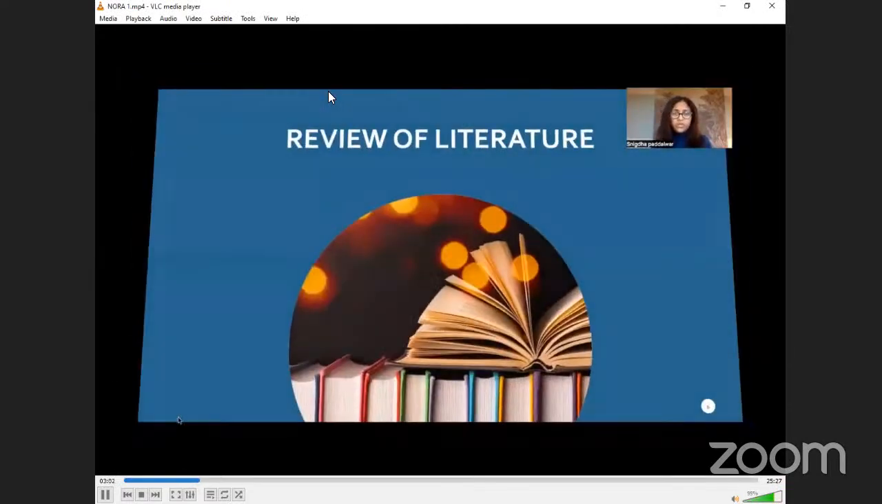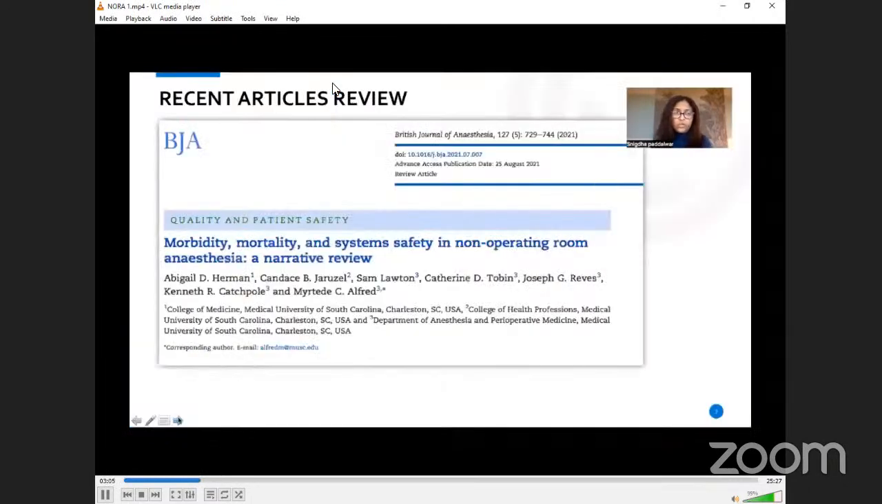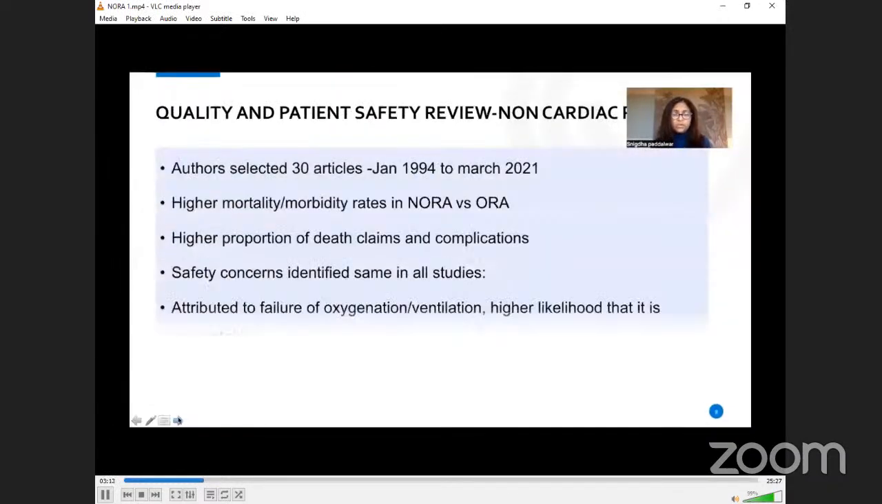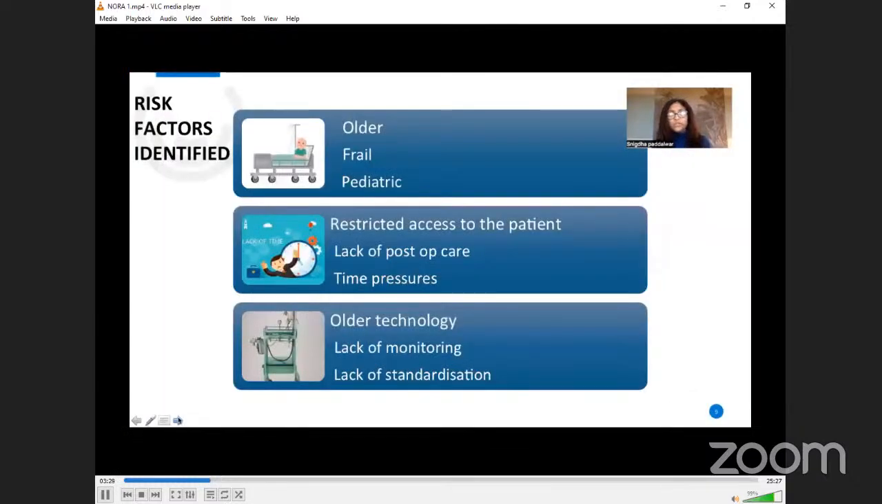A sneak peek into the literature reflected a very interesting trend, which was cited by the authors of this article, printed in the British Journal of Anaesthesia in 2021. The authors reviewed the articles from 1994 to March 2021, and they highlighted a trend in morbidity and mortality, death claims and complications, which were more seen in the earlier years, mostly attributed to failure of oxygenation and ventilation, seen in older, frail and pediatric patients because of lack of post-op care, time pressures, older technology, and lack of monitoring and standardization.